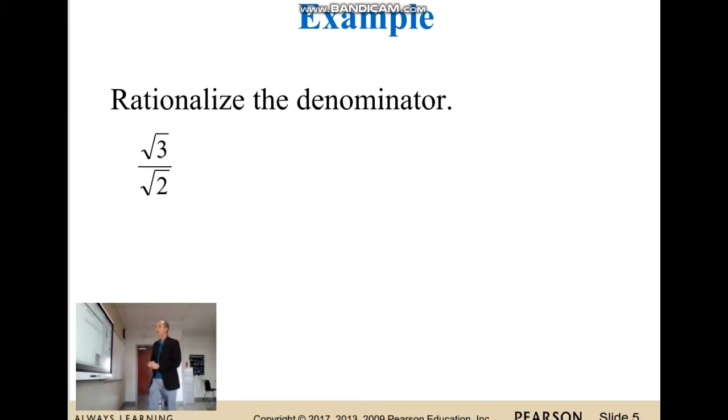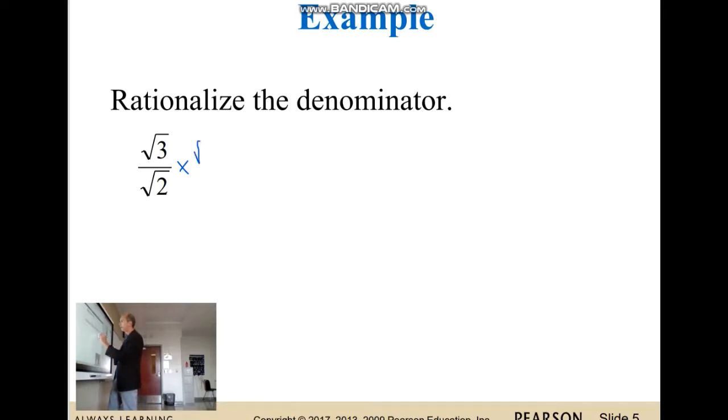Rationalize the denominator: square root of 3 over square root of 2. We want to eliminate the radical in the denominator. What we're going to do, as the explanation was showing us, is multiply by a special form of 1. It's going to be a fraction, square root of 2 over square root of 2. This is equal to 1. It keeps everything the same.